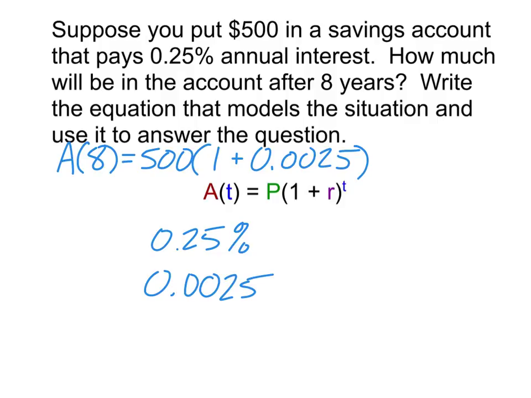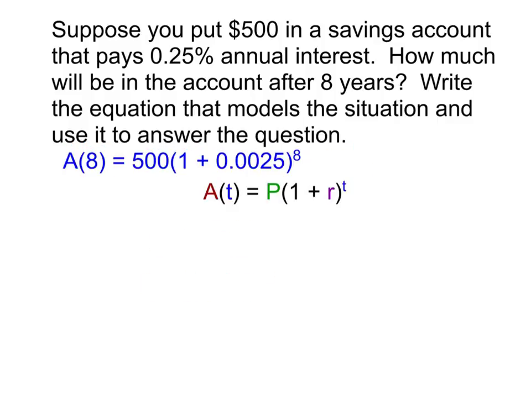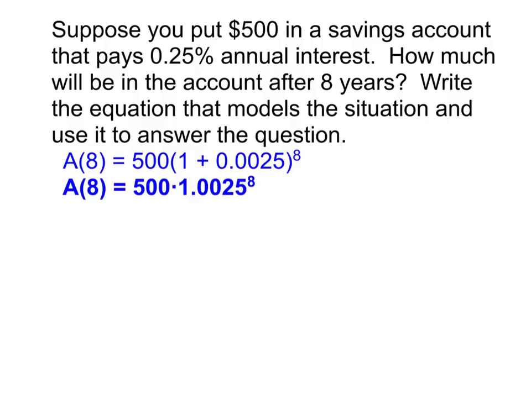And t, remember we already talked about t back here. t was 8. So that's going to be to the power of 8. So now we have our equation. Now it's just a matter of calculating out what is that value. So on your calculator, go ahead and do that calculation. Right, when all is said and done, you should be getting an answer here of $510.09. That's not exactly a lot more than what we started with, is it?